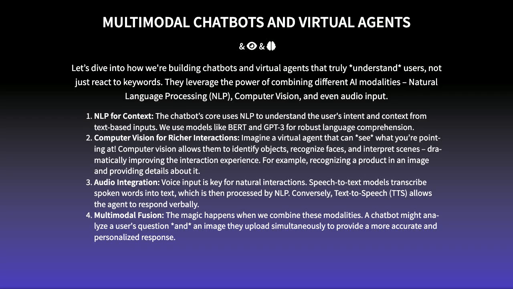Okay, so let's talk about chatbots that are actually smart. These aren't just responding to typed words. They're using a combination of tools to really understand what you're asking. First, we have NLP. Basically, the chatbot reads your text and figures out what you mean, like understanding the context of your question. Then, computer vision comes in, letting the chatbot see things. Think about pointing at an item online and getting specific information instantly. And finally, voice recognition turns spoken words into text, while text-to-speech lets the bot respond back to you verbally. It's all about combining these different AI strengths for a truly intuitive conversation.